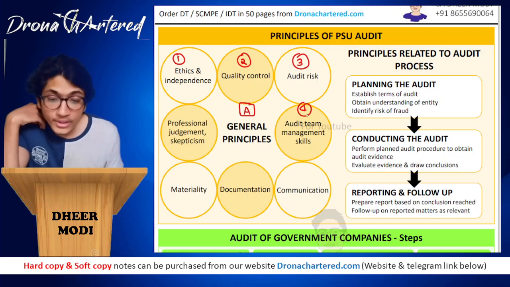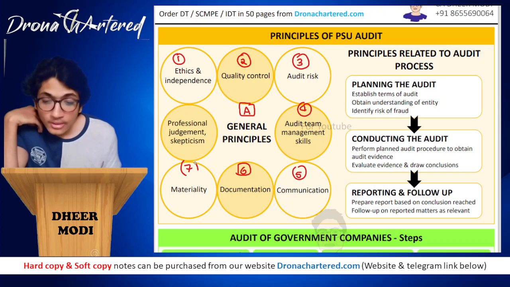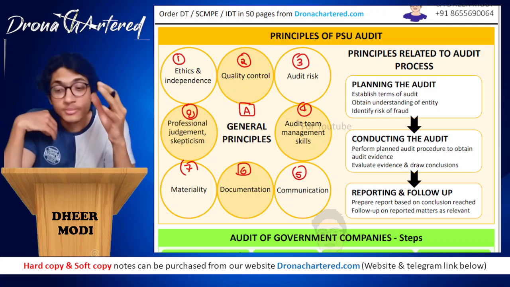Fourth is your audit team management skills. Fifth is your communication. Sixth is your documentation. Seventh is your materiality. And eighth is your professional judgment and skepticism.